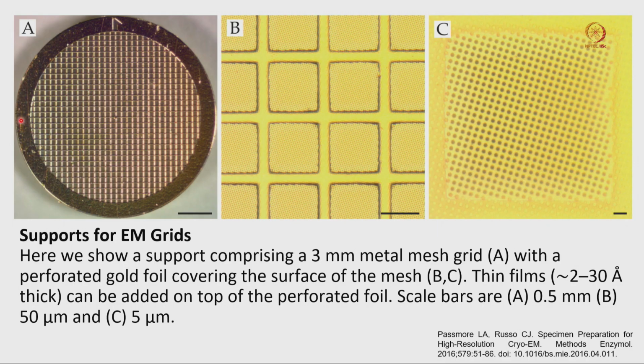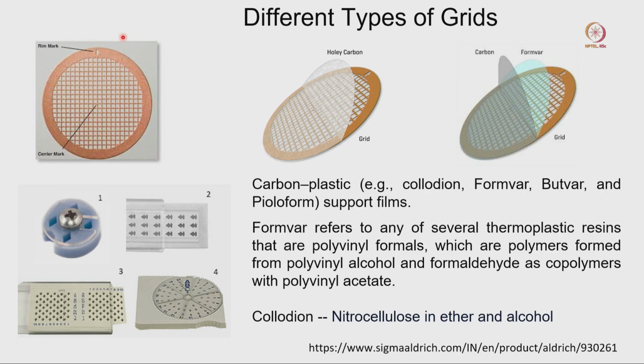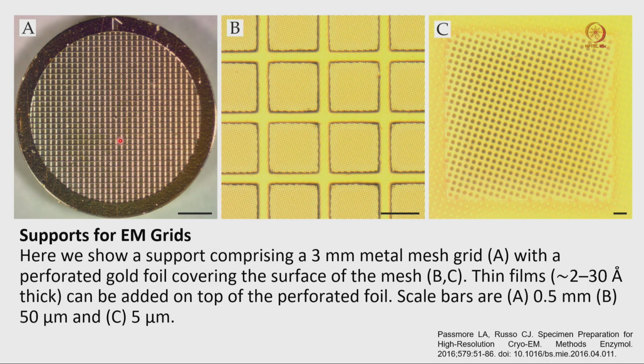Here I am showing you a gold grid. It is like a copper grid, just the color will be different because it is a gold coating. If we are using a normal carbon coated grid for negative staining, the color will appear brown. This is the color of the copper, and this is a gold grid.